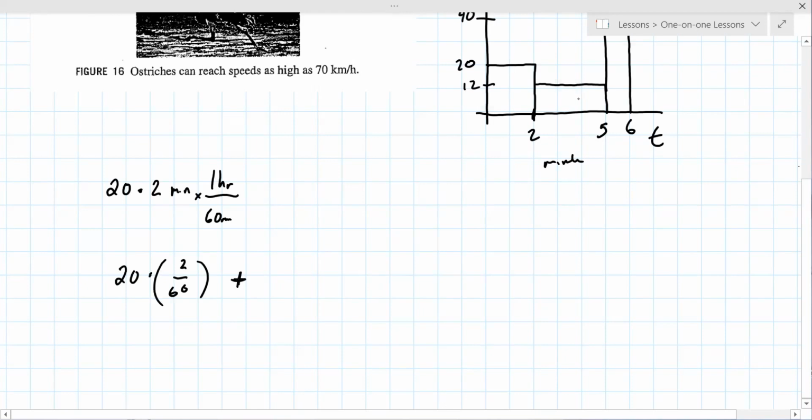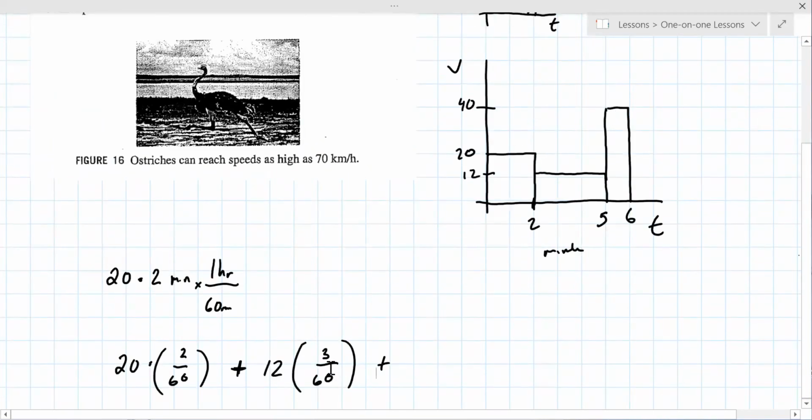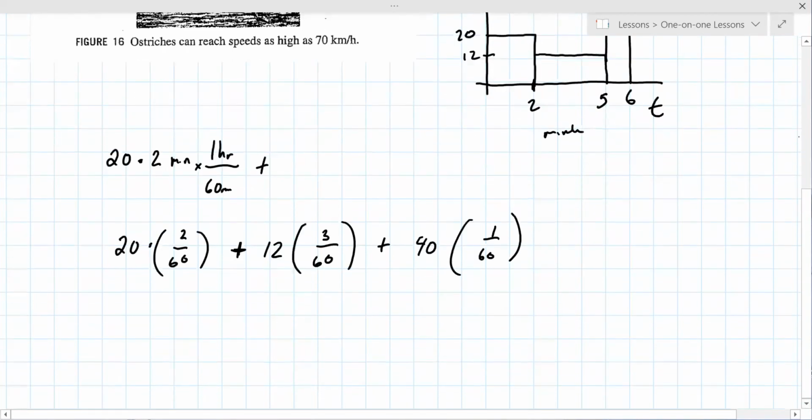Plus the second one here, the second rectangle here, it's going 12 miles per hour. It's set for 3 minutes. That's 5 minus 2. So it's 3 minutes, or 3 over 60. Plus the third rectangle. Well, isn't it 3 minutes times 1 hour over 60 minutes? Isn't it? Yes. I'm just shortcutting that conversion part. And then for the third one here, it's 40 kilometers per hour times 1 minute, 1 out of 60. Okay. And then from here, it's just simplifying this answer.